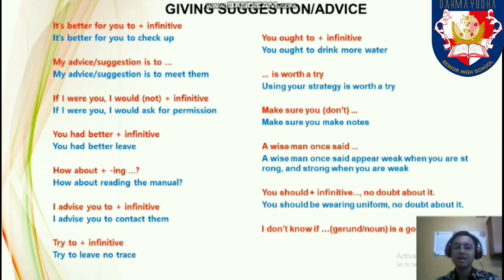So here actually you can say only you should be wearing uniform, but that's a low level of conversation. So if you want to go higher, intermediate, or even upper intermediate, you must add no doubt about it. Higher level of conversation. And the last one, I don't know if blah blah blah as gerund or noun is a good idea. For example, I don't know if answering more than needed is a good idea. Something like that, I guess.